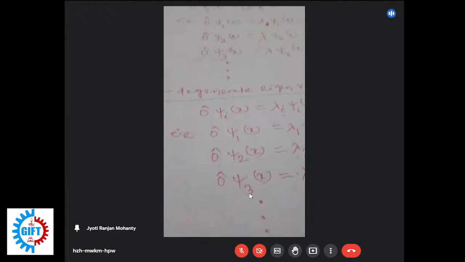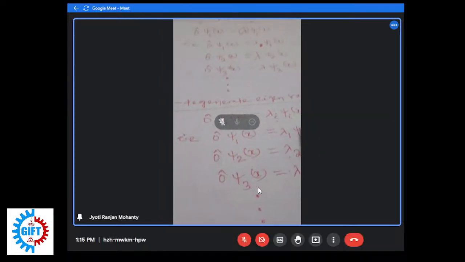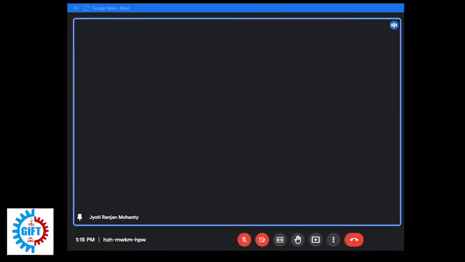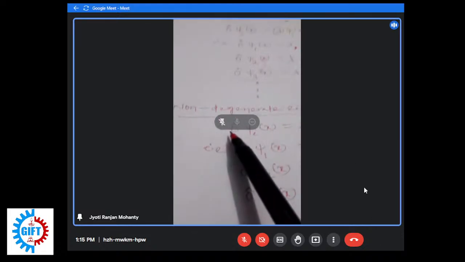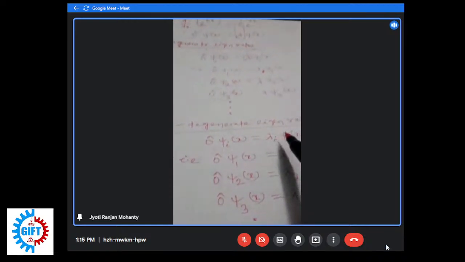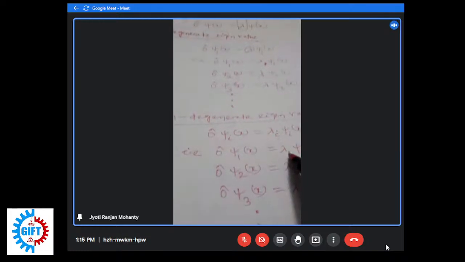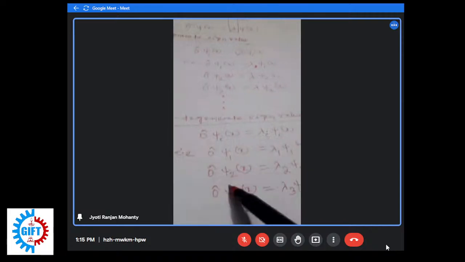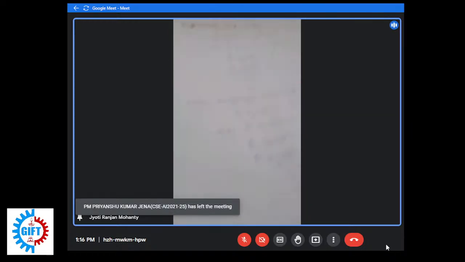Write: for each eigenfunction corresponds to different eigenvalues. Okay. So after that, this is O cap psi I is equal to lambda I. Lambda I means for eigenfunction psi 1, this becomes lambda 1. Psi 2, lambda 2. Psi 3, lambda 3. And so on. Okay.